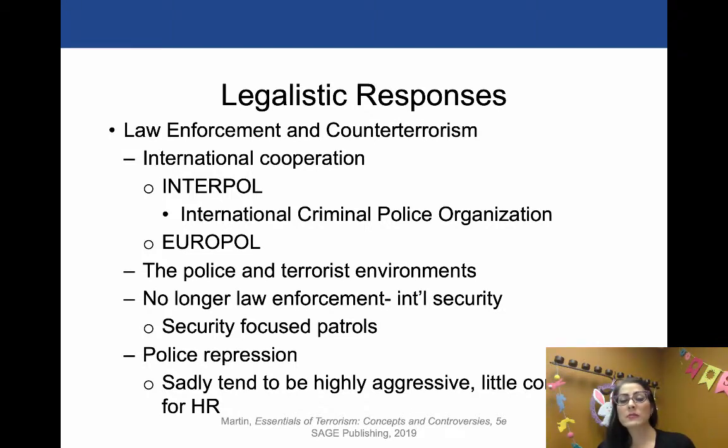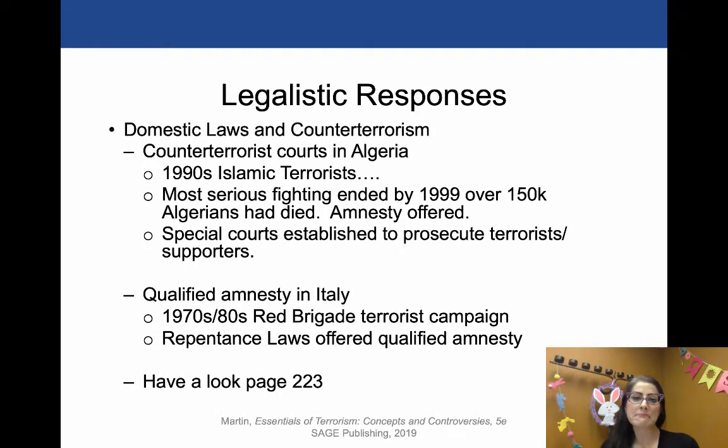The police in terrorist environments no longer act as law enforcement. They more act as international security, focused on patrols. Sadly, they tend to be pretty repressive. They are highly aggressive, with little concern for human rights. Domestic laws related to counterterrorism. The book offers a couple of examples.